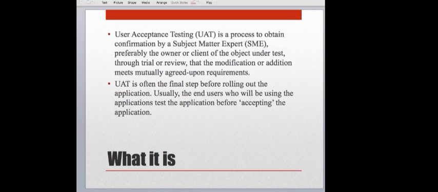As far as what it is, user acceptance testing is a process to obtain confirmation by a SME, preferably the owner or client of the object under test, whatever application it is, through trial or review, that the modification or addition meets mutually agreed upon requirements. UAT is often the final step before rolling out the application. Usually the end users who will be using the applications test it before accepting it, hence the name user acceptance testing.